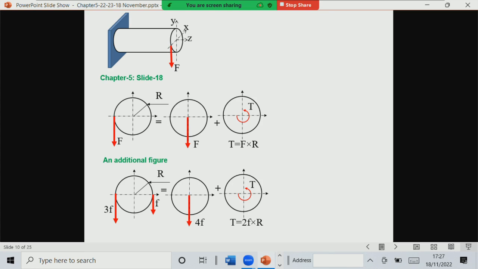So for the combined bending and torsion, for the last part, you only applied the force on one side. Therefore, the capital F was equal to little f.